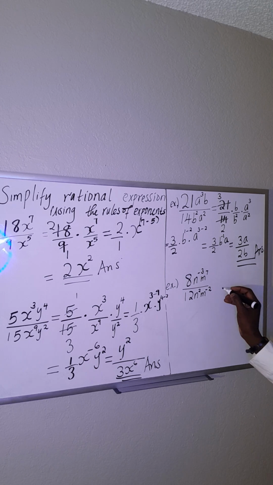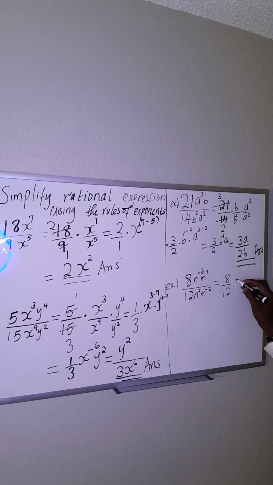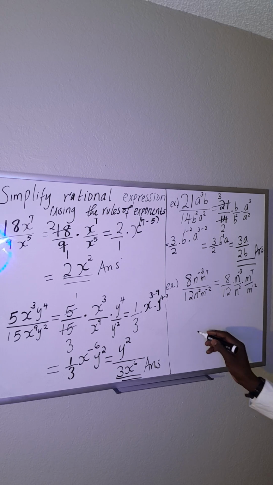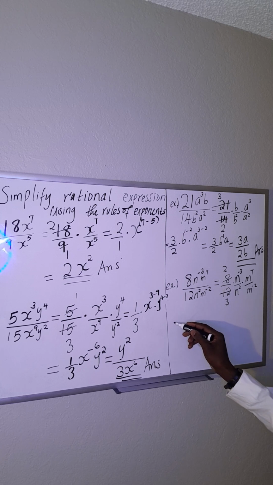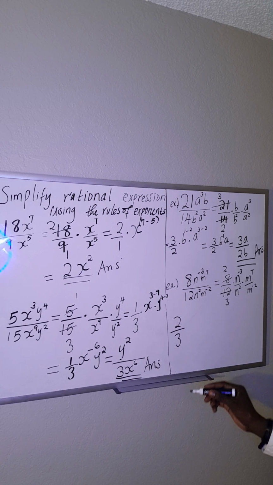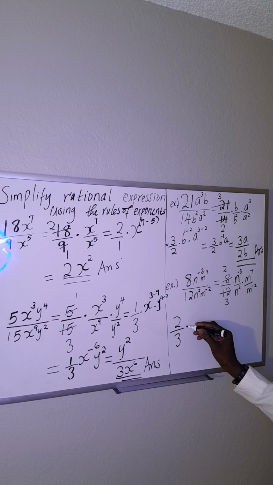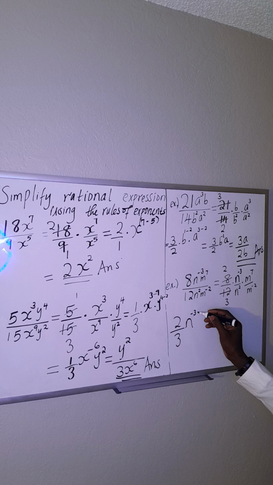Look at question 4. I will split it again and have 8 out of 12, times n raised to the power of negative 3 out of n raised to the power of 2, times m raised to the power of 7 out of m raised to the power of negative 2. I split this using 4. 4 into 8 is 2, and 4 into 12 is 3. So I have 2 out of 3 here. I use the rules of indices: n raised to the power of negative 3 minus 2.